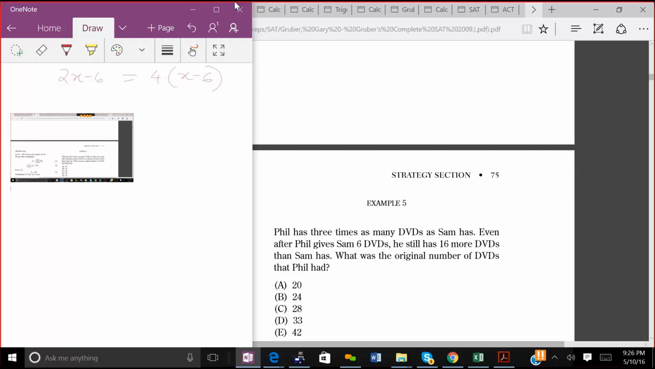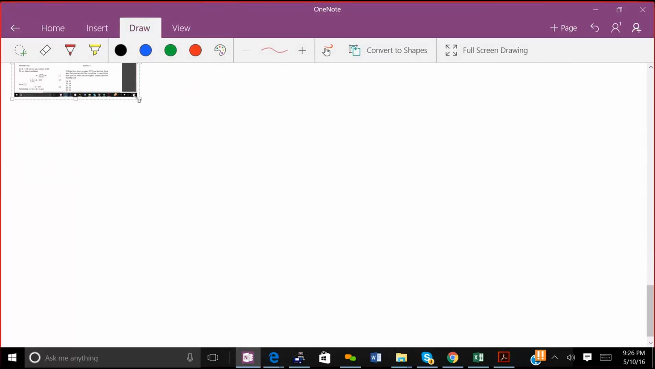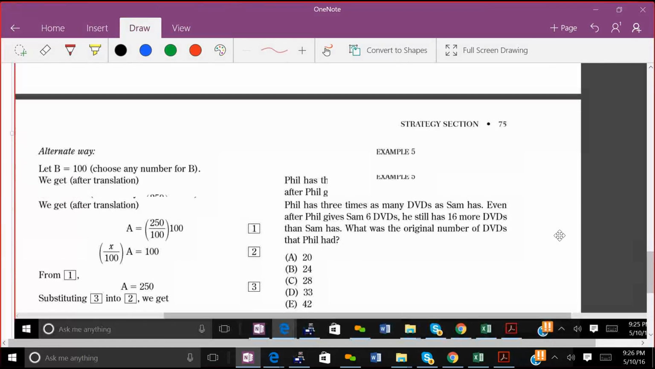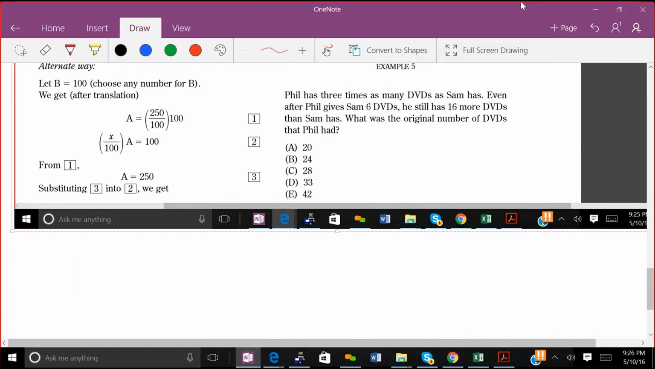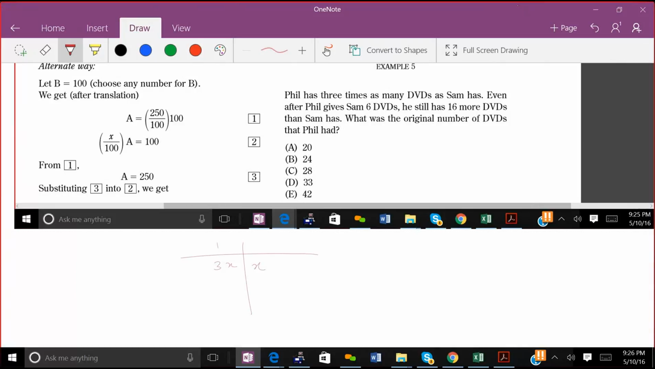X equals 8, and then Phil's original number is 3 times x. You're close. Let me just show you how you are thinking there. If you started off with 3x versus x for Phil and Sam, that's before. Then after you have 3x minus 6, and that's x plus 6. They're not equal before or after. You've got to keep going.